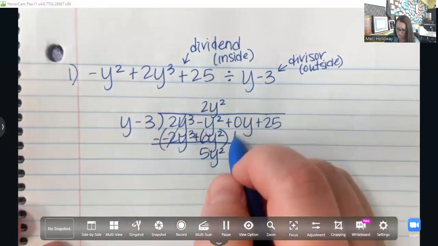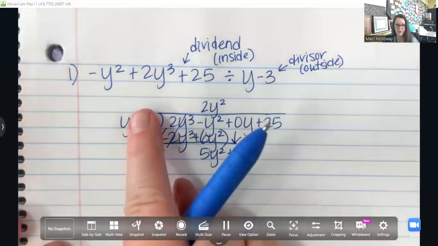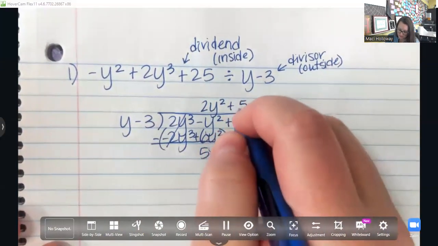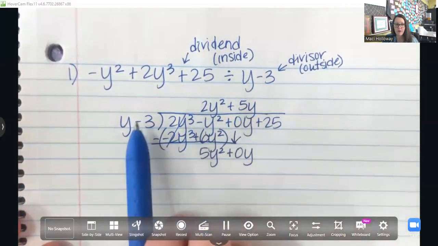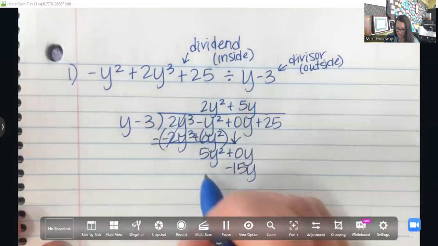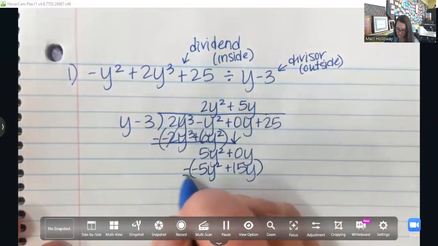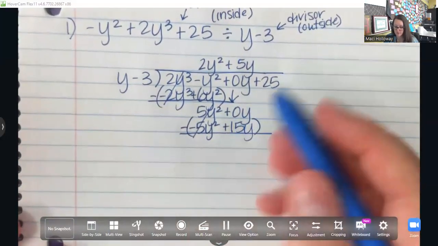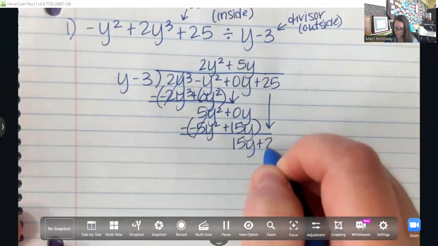Remember, in long division we bring our next term down, so plus 0y, and I'm going to follow the same pattern. y times what is 5y squared? Well, y times 5y is 5y squared, so we're going to multiply both terms. 5y times negative 3 is negative 15y, and 5y times y is 5y squared. Again, we're going to subtract, just like in long division, which switches our signs. Those cancel, and so we're going to add our terms here. We have 15y, and we bring down our last term, plus 25.